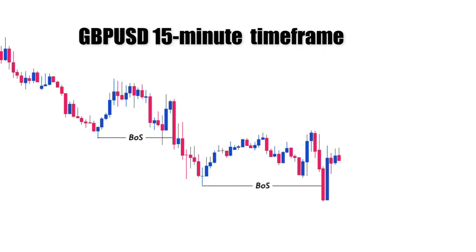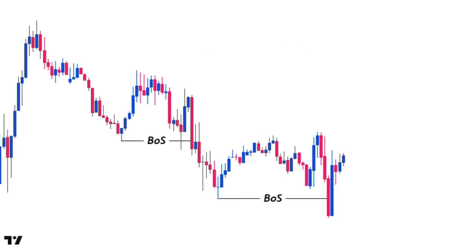Now let's get into it. First, price is clearly moving down. It keeps making lower highs and lower lows. That simply means sellers are in control. When price keeps breaking previous lows, we call that a break of structure. It confirms the market is bearish.